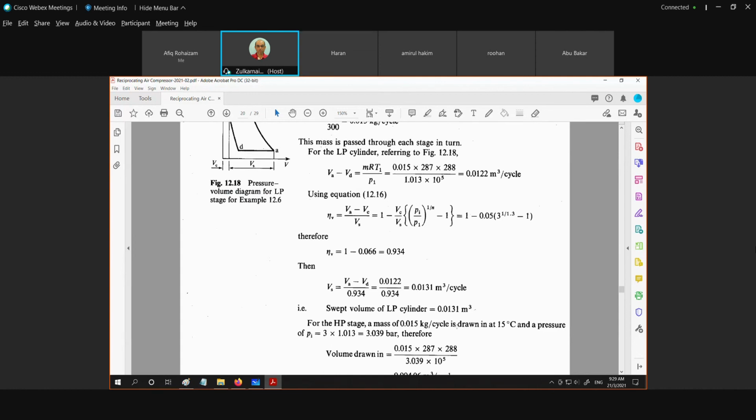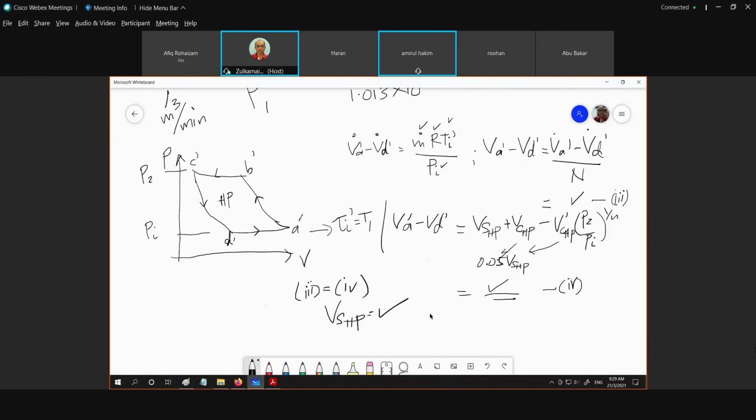Apa yang salah dia? Kita punya VA minus VD. Apa yang salah dia? Formula salah ke? No sir, I miscalculate the VA tolak VD. Okay. So, tolong betulkan ya.